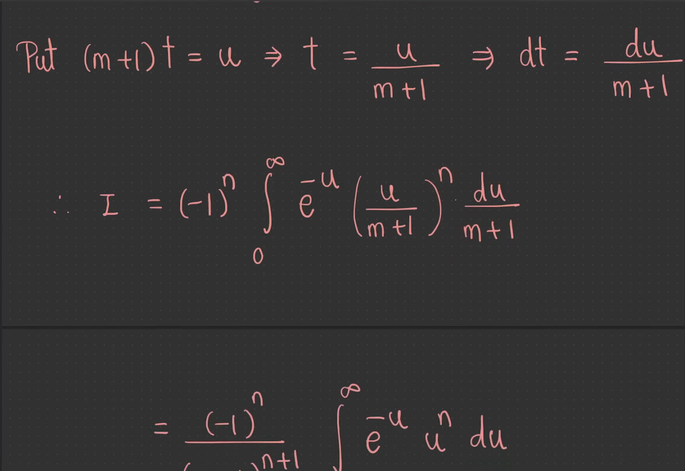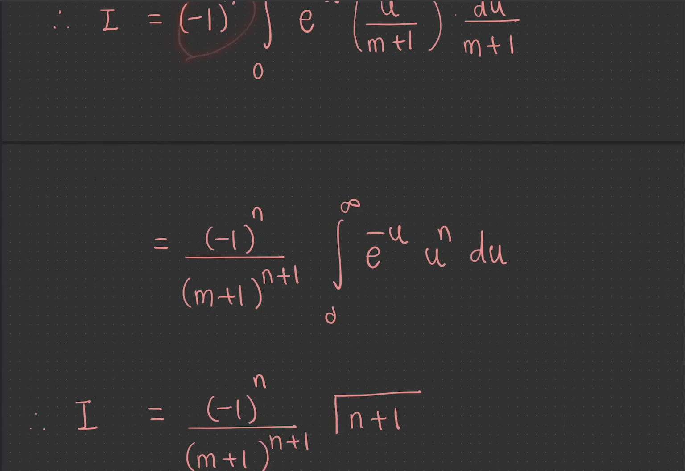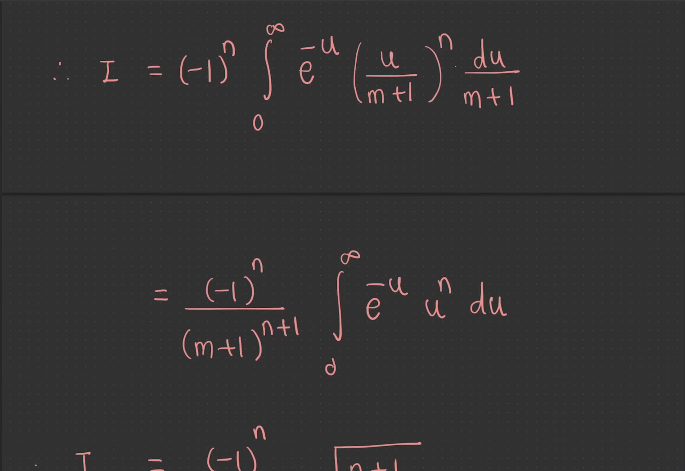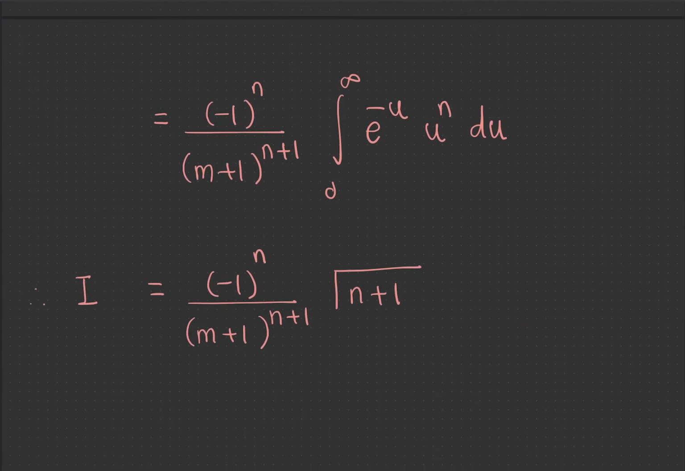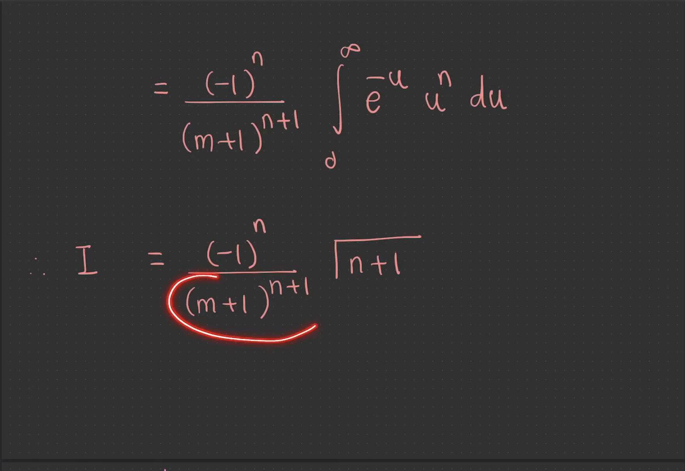So this integration becomes minus 1 raised to n as it is, and the power of m plus 1, this will be n, and this one, so this is m plus 1 raised to n plus 1, and the integration becomes integration 0 to infinity e raised to minus u and u raised to n du. Now by definition of gamma function, this is equal to gamma of n plus 1. Therefore the answer is minus 1 raised to n, m plus 1 raised to n plus 1 into gamma of n plus 1.